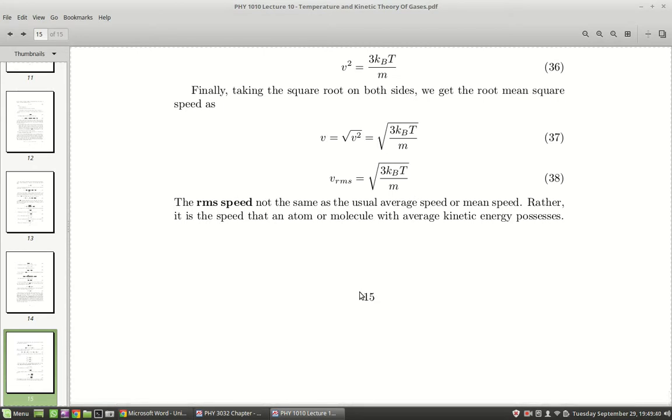Temperature is a measure of the average translational kinetic energy of the atoms which make up this particular system whose temperature you want to measure. As these atoms are moving back and forth, their average translational kinetic energy, that is what temperature is.